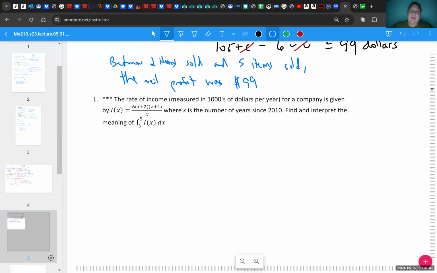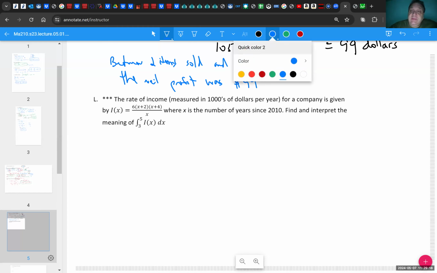Last video, the rate of income, measured in thousands of dollars per year for a company, is given by that equation, where x is the number of years since 2010, and we're supposed to find the meaning of this definite integral. If you haven't paused the video, this is a good time to try it. Perhaps you will be integrating something that needs to be simplified, so you can think about that. Give it a try if you wish, and then come on back and I'll show you my solution. All right, well, hopefully welcome back.